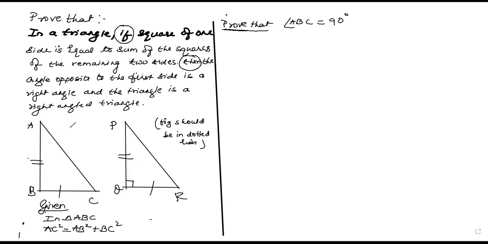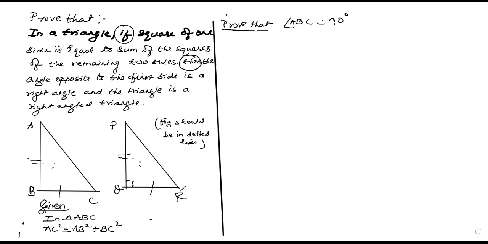Okay, I draw triangle PQR such that PQ equals AB, QR equals BC, and angle PQR is 90. See, I want to prove angle B is 90. So I get an idea. If I can somehow prove these two triangles congruent, then I can say angle B is 90. But how to show this triangle is congruent? AB is equal to PQ, BC is equal to QR, but I need one more piece of information.